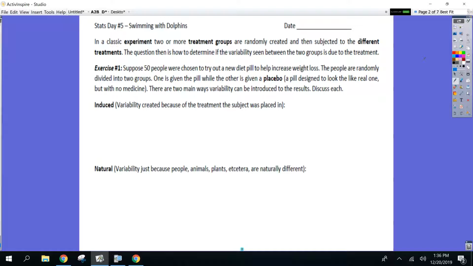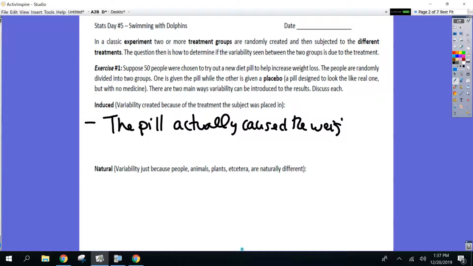One's called induced variability, which means, hey, the pill actually works. The pill actually caused the weight loss. That's what's called induced variability or induced causes. What else could have caused it though, other than the pill? Yeah, great, I gave them the pill, but that may not be the reason. What are some other reasons why maybe that group lost a little bit more weight than the control group?